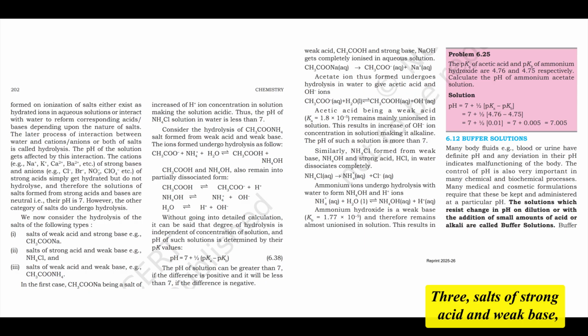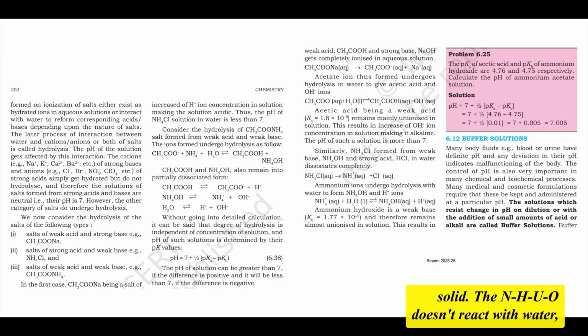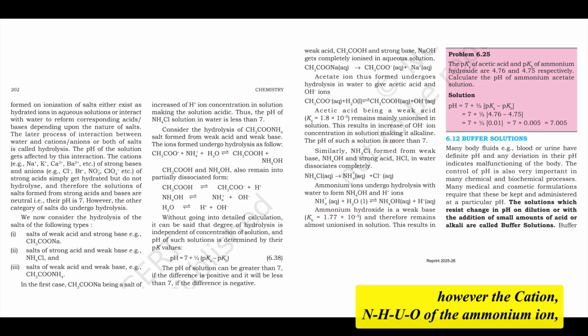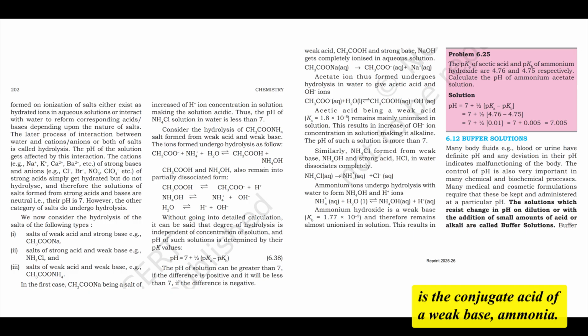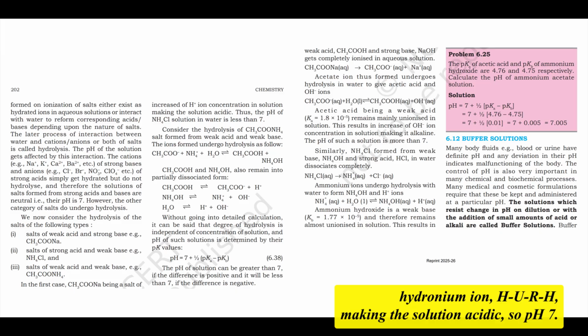3. Salts of strong acid and weak base, e.g., NH4Cl, NH4NO3. The salt fully dissociates: NH4Cl → NH4+ + Cl-. The Cl- doesn't react with water. However, the cation, NH4+, the ammonium ion, is the conjugate acid of a weak base, ammonia. It's a relatively strong acid and will react with water, hydrolyze: NH4+ + H2O ⇌ H3O+ + NH3. This reaction produces hydronium ions, H3O+ or H+, making the solution acidic, so pH < 7.